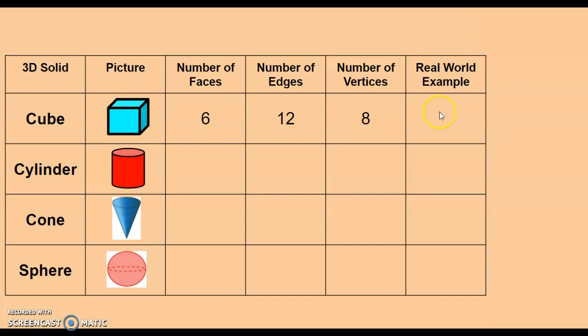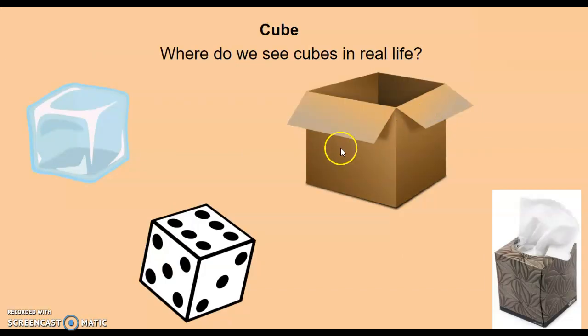Let's look at some real-world examples so we know what we're looking for when we talk about cubes. So these are different cubes that we can see in real life. So we have an ice cube, we have a dice, we have a box, and we have a Kleenex box. And all of these are made up of square faces, and there's 6 of those square faces. And this is what a cube looks like.